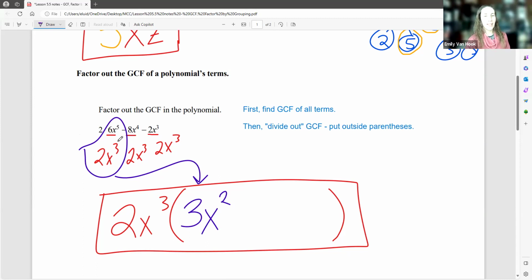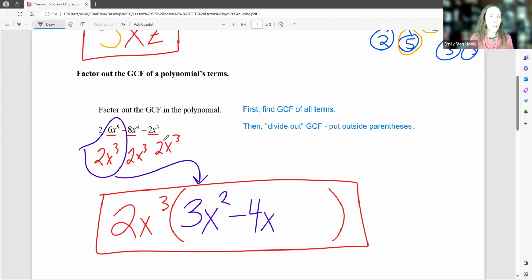Now we move to the second term. So this minus 8x to the fourth divided by 2x to the third. So minus 8 divided by 2 would be minus 4. Once again, we subtract exponents. x to the fourth divided by x to the third, we subtract 4 minus 3 is 1. So I just write x to the 1 or just x. So far I've written 3x squared minus 4x in the parentheses.